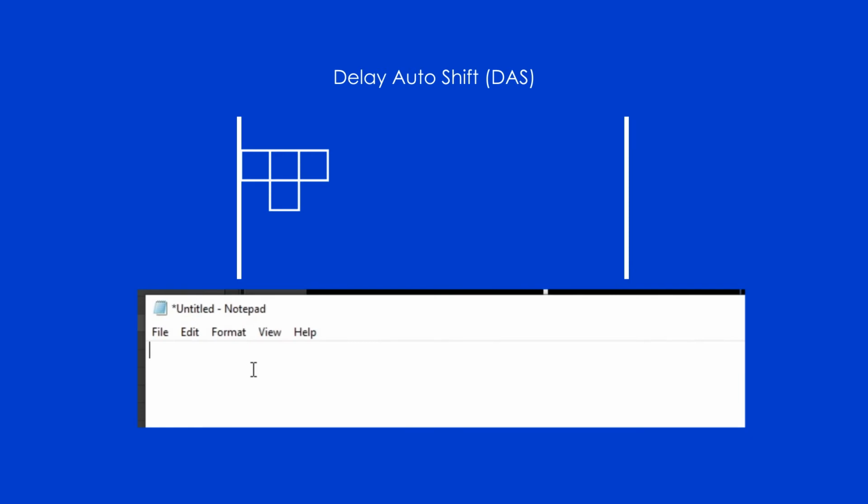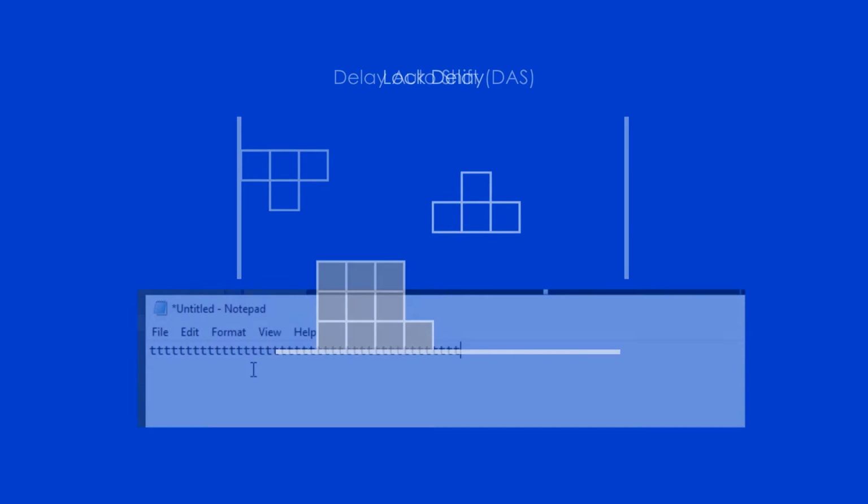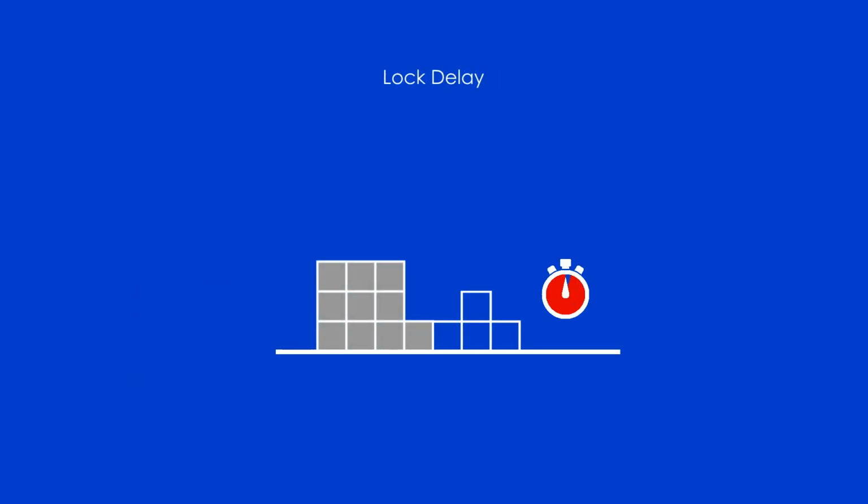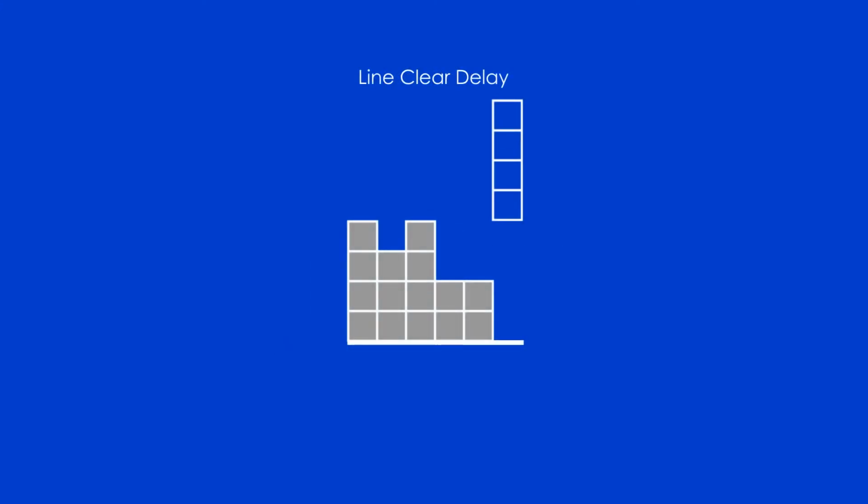Delay auto shift, or DAS, is how long it takes before holding left or right will continuously move the piece, similar to how holding a key in Notepad will have a delay before it repeats. The lock delay is how long it takes for a piece to lock into the board when it hits the ground. This can be reset if the piece moves to an open area before it locks. The last is the line clear delay, where the action stops for some frames when the player clears the lines. I implemented all of these with a mixture of a custom timer class and coroutines.